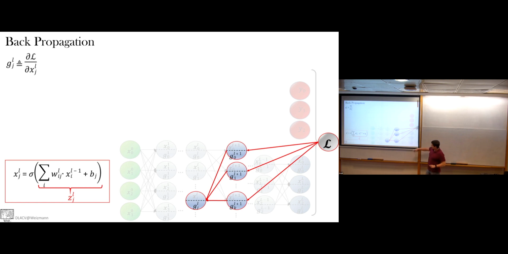Now we can look at all of these neurons. My question to you: what can I do now? How can I expand the expression that you see above? Any idea?